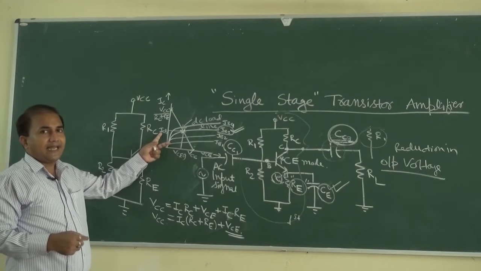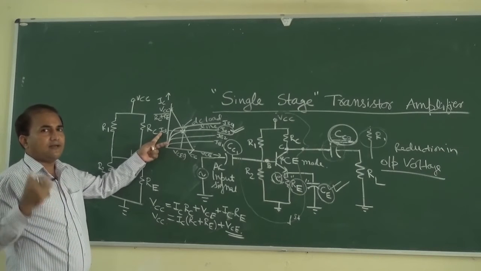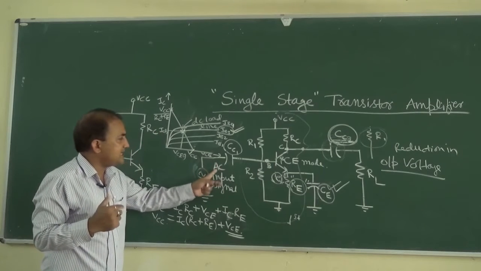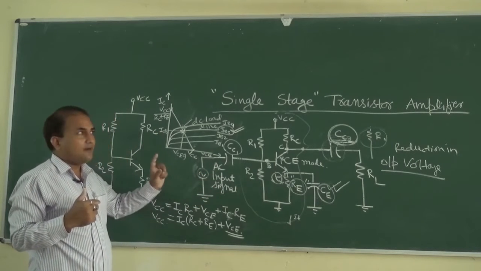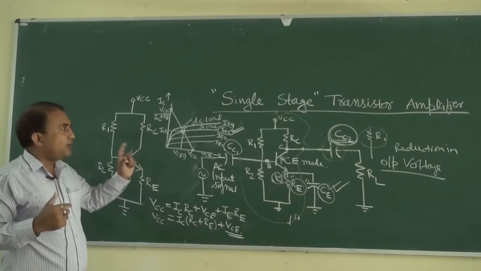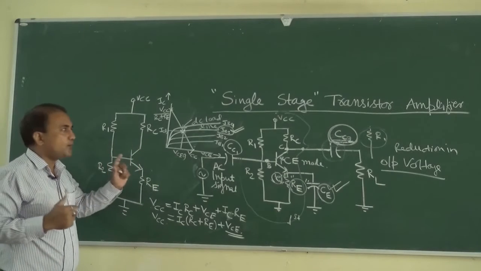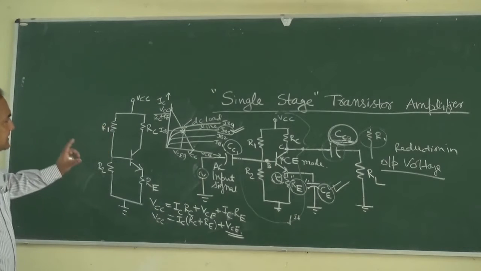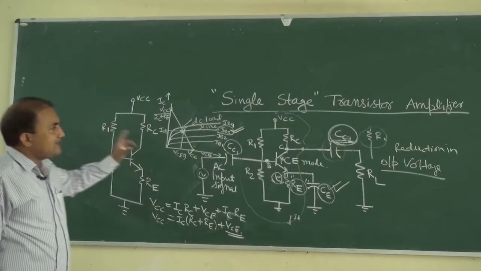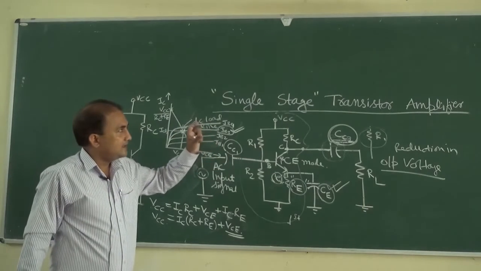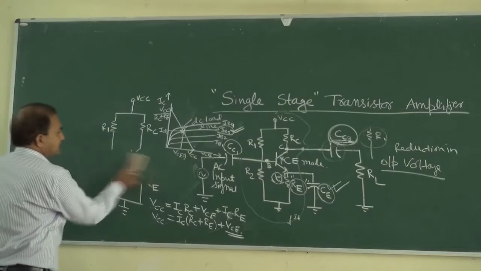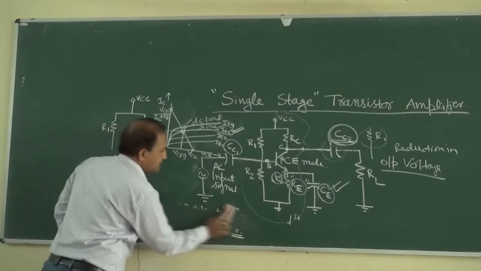In this way we can determine the operating point under no input signal, meaning when the AC input signal is absent. By using DC analysis we can determine the Q point and also the DC load line. So this is all about DC analysis of this single stage transistor amplifier. Then we will see its AC analysis.